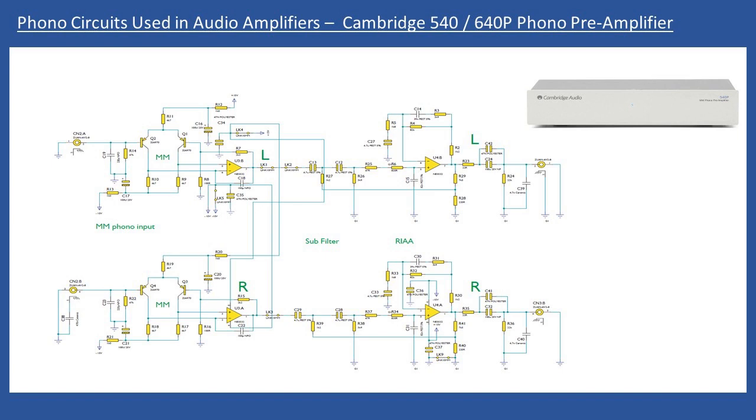If you look towards the left hand side, you can see that it's showing you the moving magnet input, and you can see the circuitry there. And then they also are showing you the left and then the right channel. And then what you also see is the subfilter. This is the subsonic filter, so they're getting rid of any vibration or stroke noise which could come from the motor or the turntable.